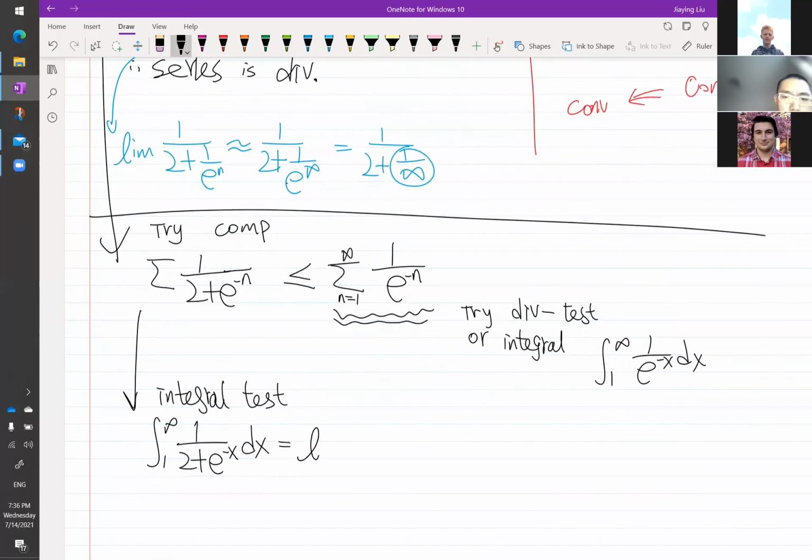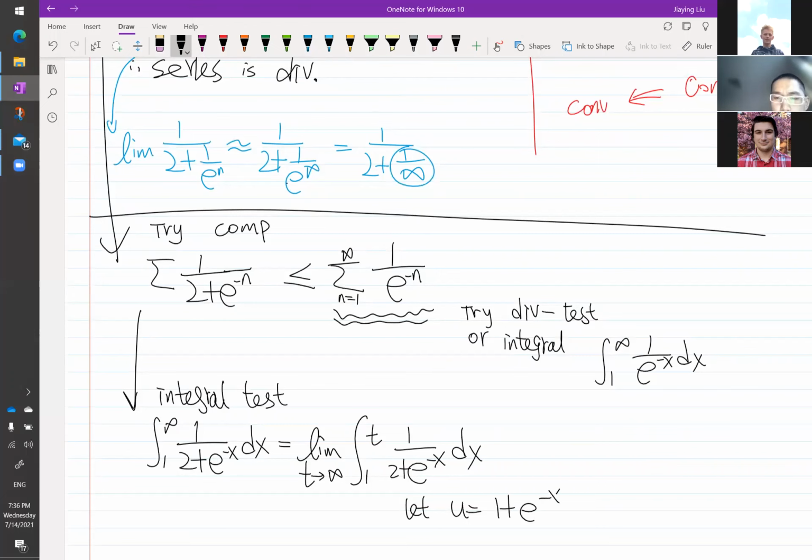So that's the limit as t goes to infinity, integral from 1 to t, 1 over 2 plus e to the minus x dx. Oh, sorry, 2 plus. So if you just say, I'm going to let u equal the denominator, 2 plus e to the minus x, find du.